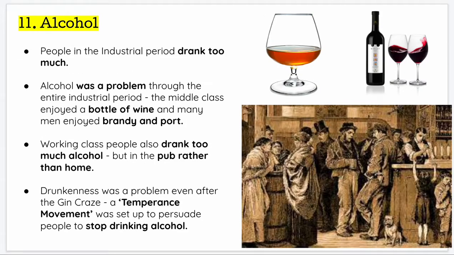Okay, last but not least, we go back to alcohol again. People in the industrial period still drank too much. Alcohol was still a problem through the entirety of the industrial period, but the middle class enjoyed a bottle of wine and many men enjoyed brandy or port, so we're starting to get a difference in alcohol. Working class people also drank too much alcohol, but now they were drinking it in a pub rather than at home. Drunkenness was still a problem even after the gin craze, and a temperance movement was set up to persuade people to stop drinking alcohol. So alcohol still is an issue, particularly for the working class, so that's something that has stayed the same.